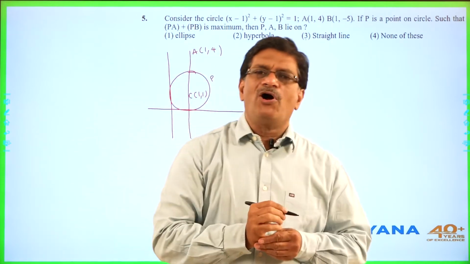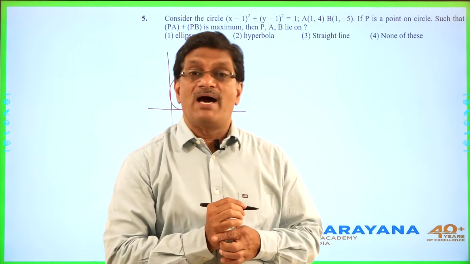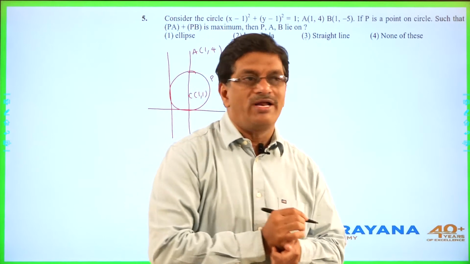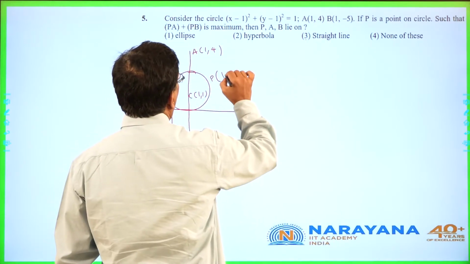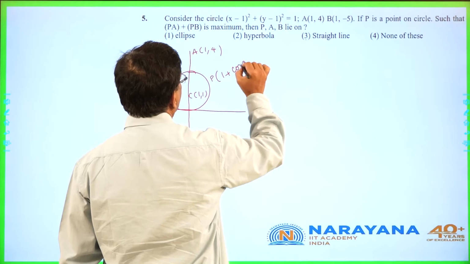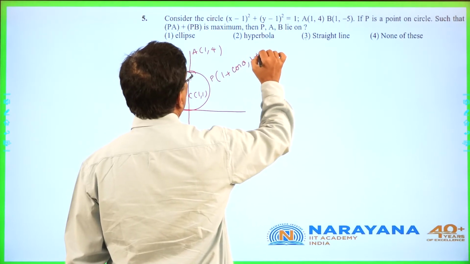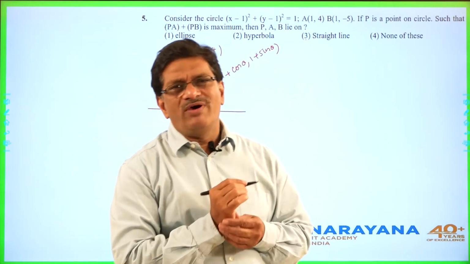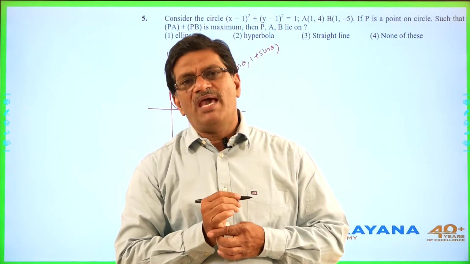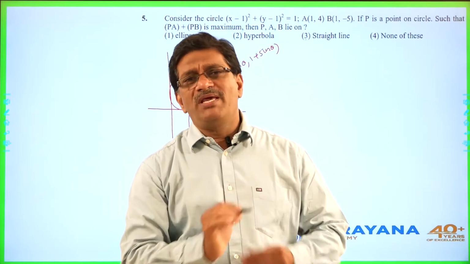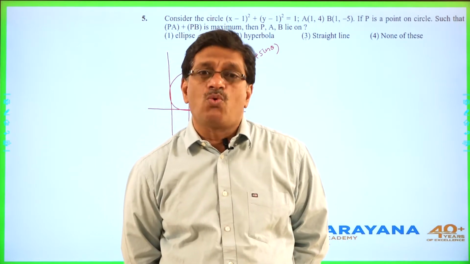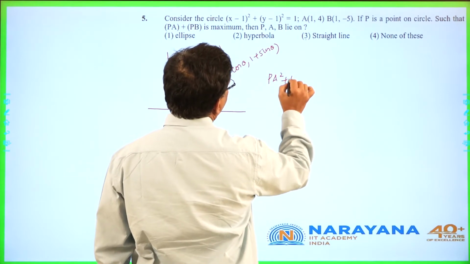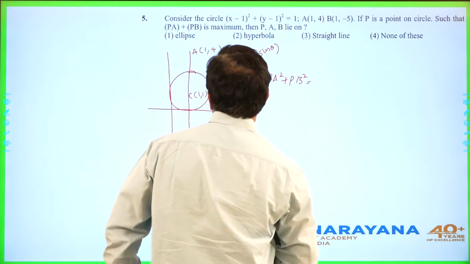We know any point on the circle can be taken even in the parametric form like r cos theta, r sin theta, xy coordinates. Right? Here any point is 1 plus cos theta and 1 plus sin theta. PA plus PB, I think he would have given PA square plus PB square. Even with PA, PB also we can do it, because when PA plus PB is maximum means the sum of their squares is also maximum. Right? PA square plus PB square we are going to compute.